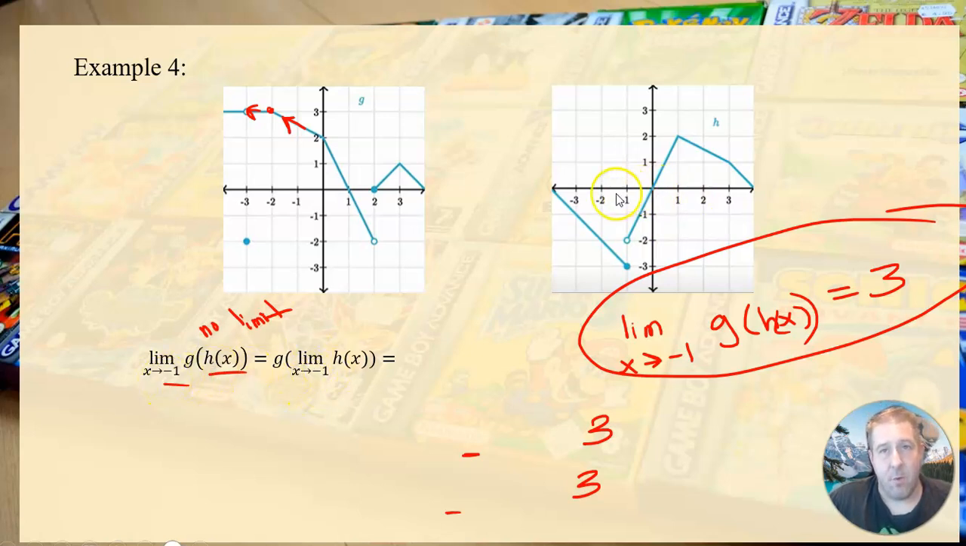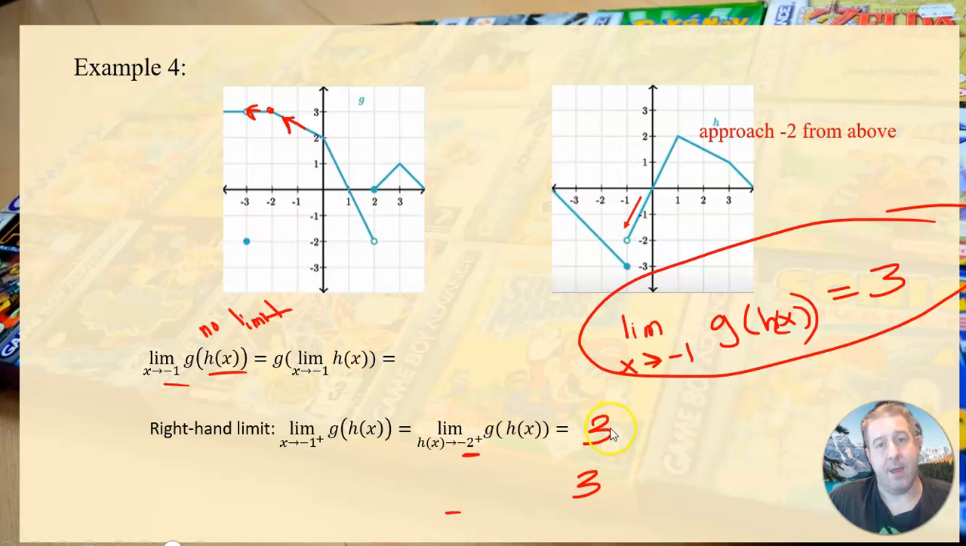So I go to -1. I start from the left. I'll do left-hand side first. It's approaching a height of -3 from above. Remember, -3 from above means -3 on the right-hand side. -3 on the right-hand side is approaching a height of 3. So we now know the left-hand side should be 3, and it is.